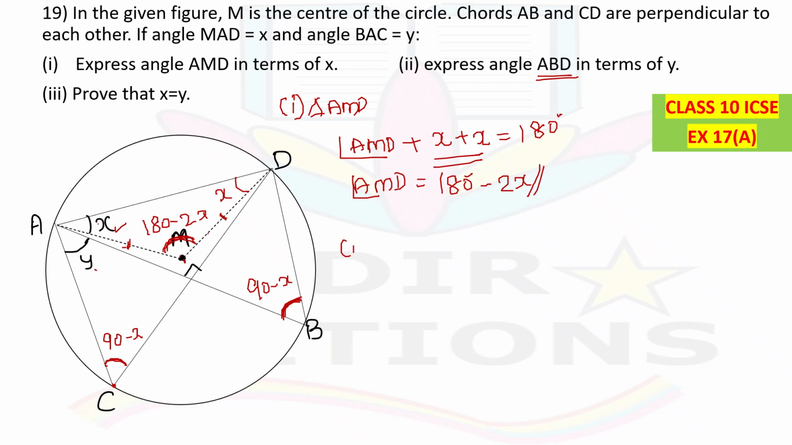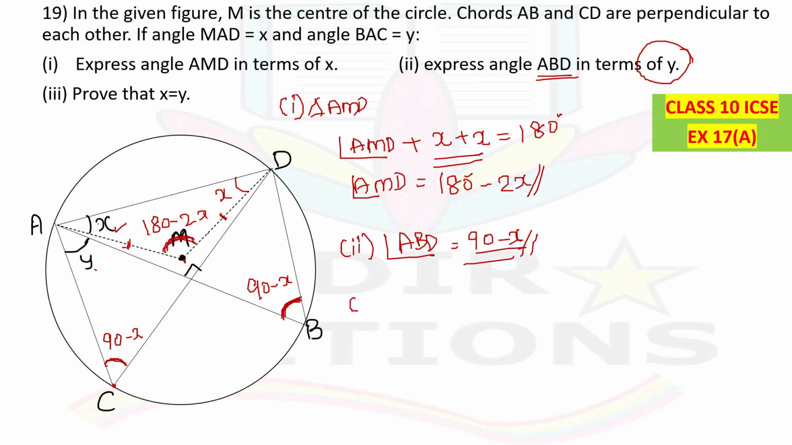Now we need to write the second answer. So what is ABD we got? It's 90 minus x. This is what actually our answer. But in the question, they asked you to find it in terms of y. But as of now, we got it in terms of x only. So first, we'll define the relation between x and y. Later, we'll replace the answer.